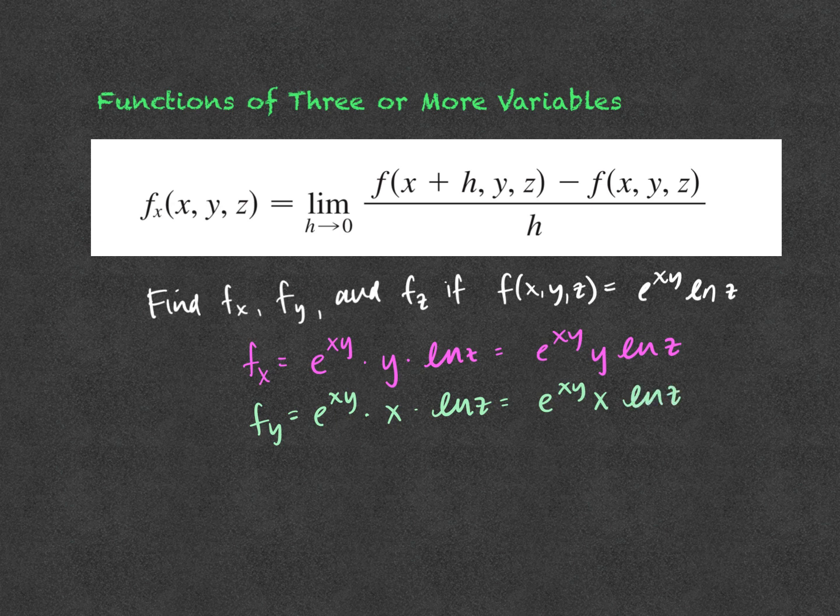And then the last one, we're going to do the derivative with respect to z. And e to the xy is a constant here, so we're just going to keep it. And the derivative of natural log of z is 1 over z. So we end up with e to the xy over z. I like partial derivatives. I think they're very fun. I hope that you do as well. Let's look at one more of these.